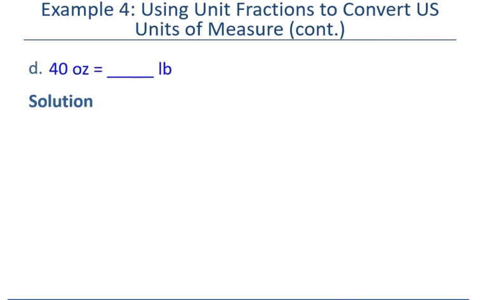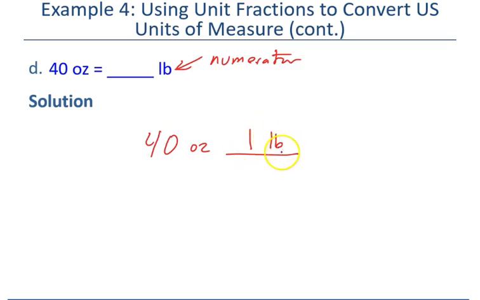Okay, let's try another one. We got 40 ounces in how many pounds? So we got 40 ounces. Well, we need to know how many pounds, since this is going to be my numerator. How many pounds in 1 ounce? Well, if we go look, we can find that 1 pound has 16 ounces. So I'll put the 1, kind of put an LB here, is 16 ounces.